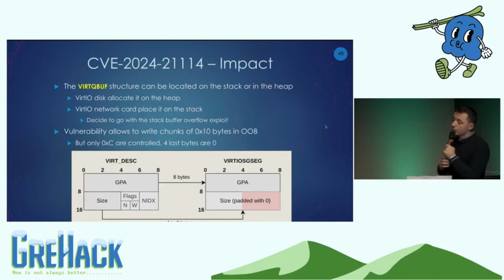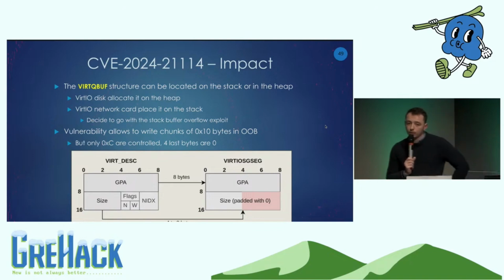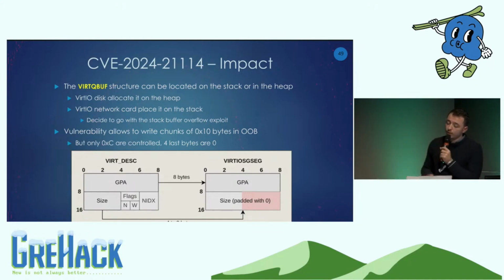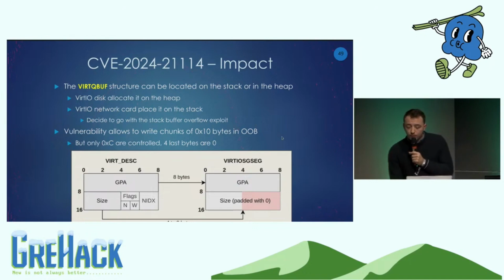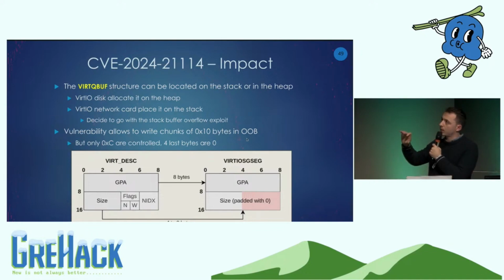So the virtio_buff structure, as we've seen before, can be located both on the stack or in the heap. Globally, the VirtIO disk device will allocate it on the heap, while the VirtIO network card will place it on the stack. So I can choose what device I want to attack, to choose what kind of exploitation I will do. I decided to go with the network card because to me, a stack buffer overflow seems way easier to exploit. And the vulnerability has a small detail: you can write chunks of 0x10 bytes out of bounds, so you'll always write a minimum of 16 bytes, but you only control 0xC of them, so 12 of them instead of 16, because there's a conversion.